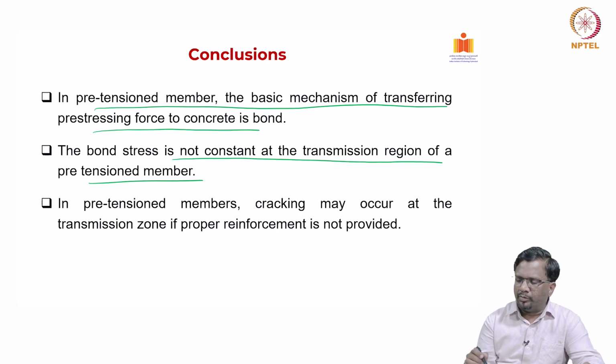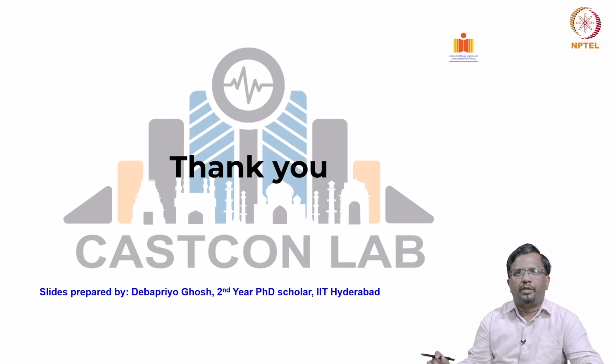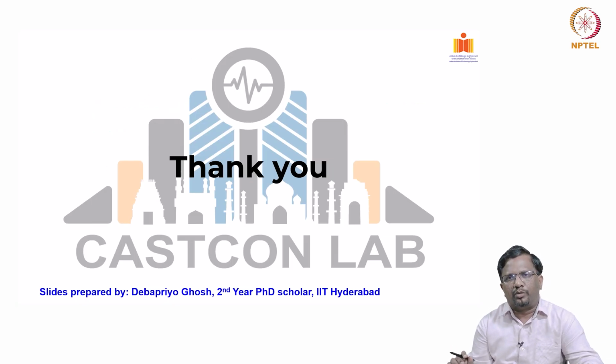So, in pretension members, the cracking may occur at the transmission zone if proper reinforcement is not provided. So, we need to calculate that transverse tension force, and then design the vertical stirrups accordingly, right. So, with that we are completing this part of the module. We will now, in the next part, talk about how to design the end block regions for a post tension system. Thank you.